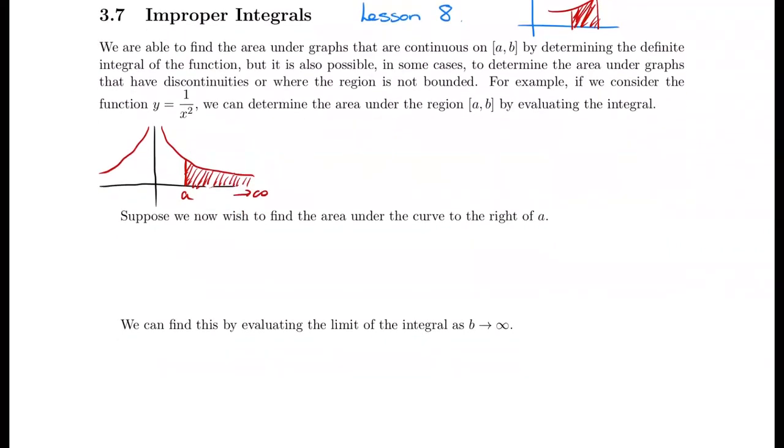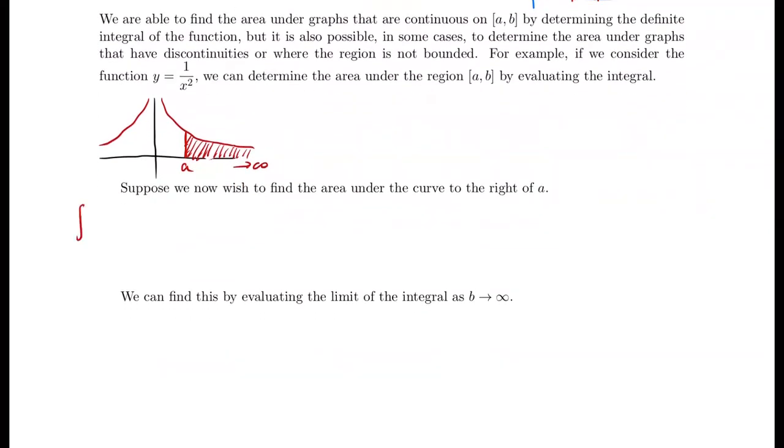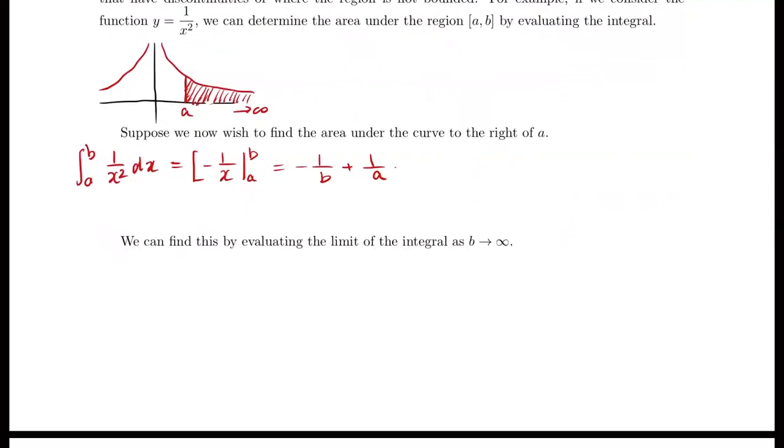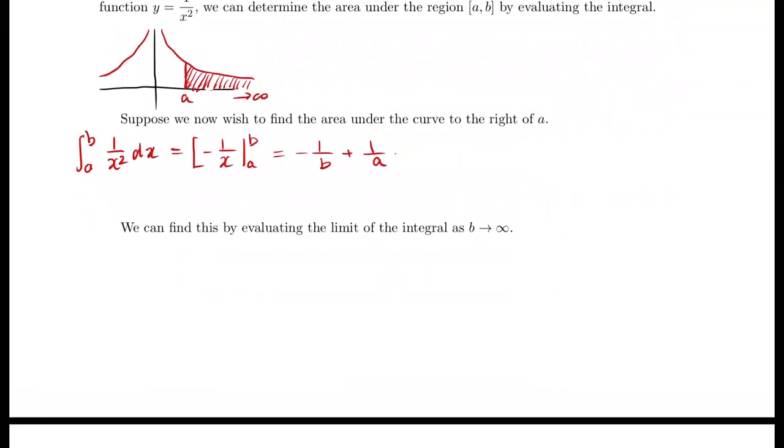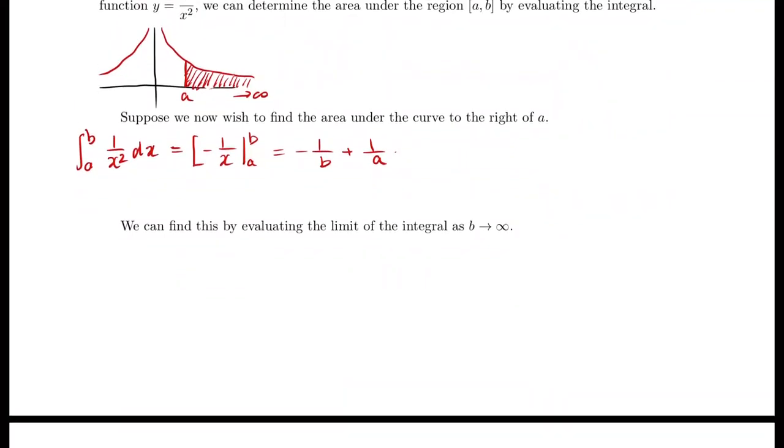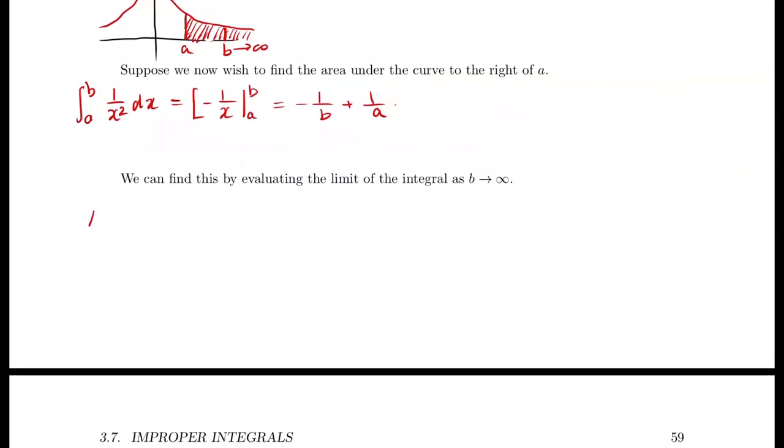So we know that the area from A to B of 1 over x squared dx, if you compute this integral, you should get negative 1 over x from A to B. So that'd be negative 1 over b plus 1 over a. Now, let's see what happens by taking the limit of the integral as b approaches infinity. So we're technically taking the b here still, but it's approaching infinity. So this b value could just keep on going.